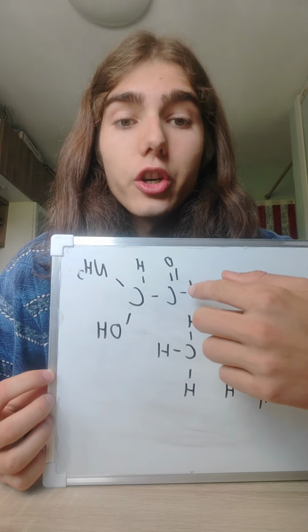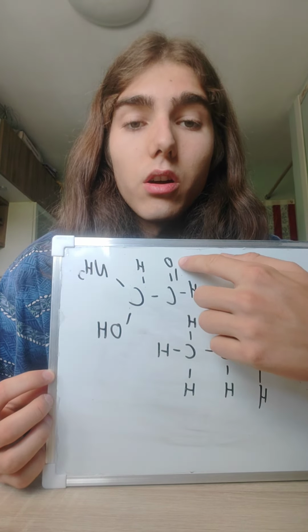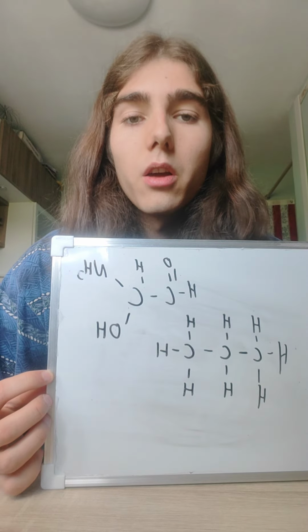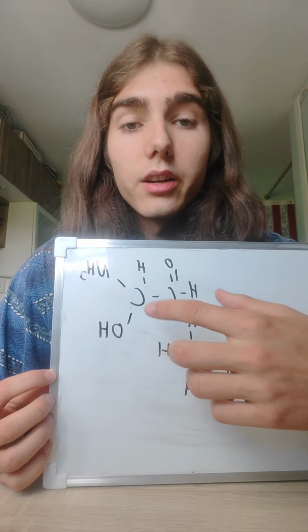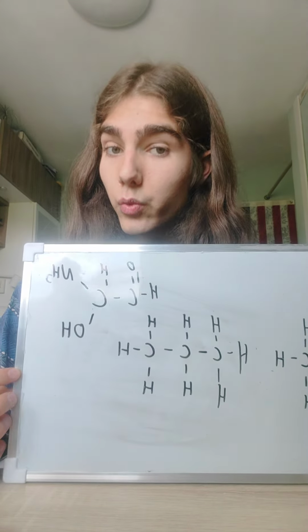Carbon can even share more than one electron with each other. For example, with this oxygen, it's sharing two electrons, which can change the geometrical form of the whole complex, which is really important.